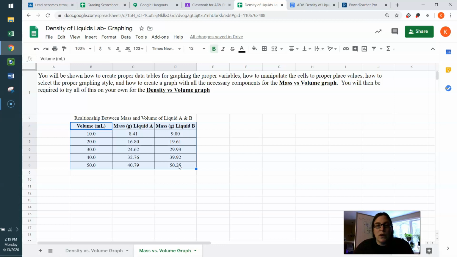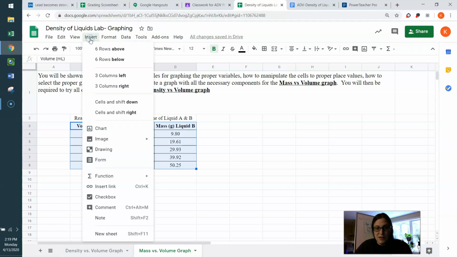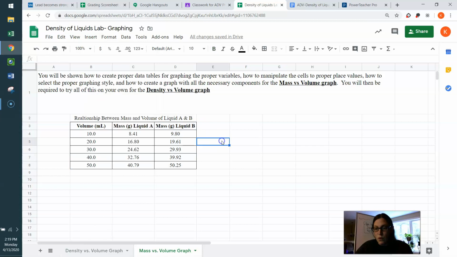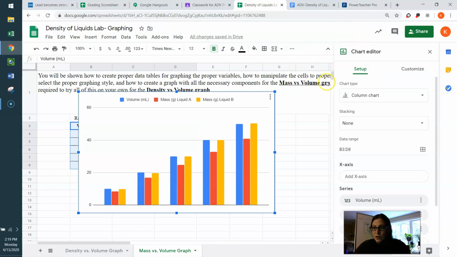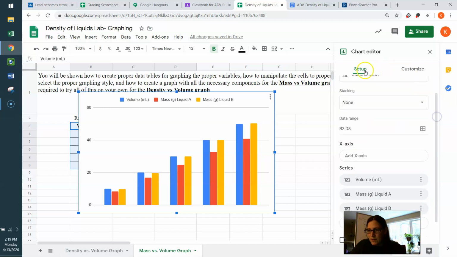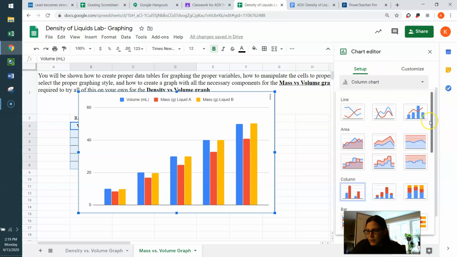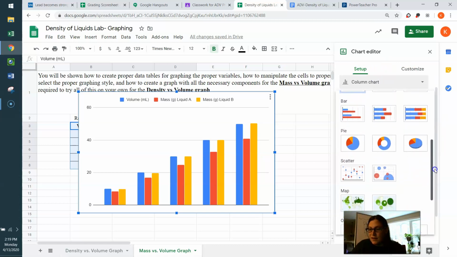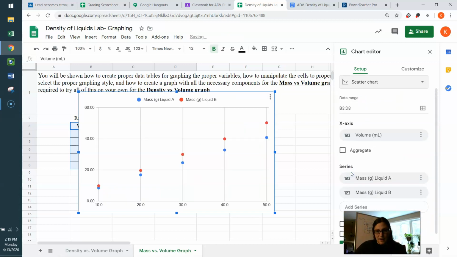And you could do this one of two ways. You could go to Insert and choose a chart, or with all of the data and everything highlighted, you could go up to the toolbar and look for the little chart icon and click that. Here we are. So the first thing we're going to do is change this from a column chart. We're going to scroll down until we find chart type, until we find a scatter plot. There it is. And we're going to highlight that.